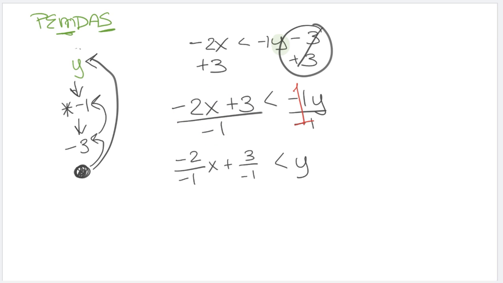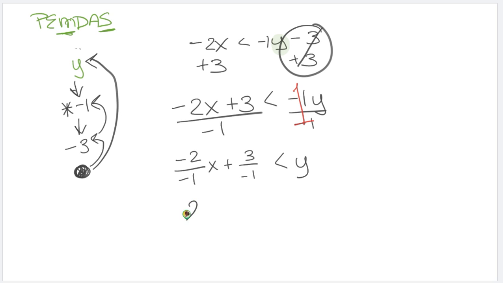I can simplify. So I know that a negative divided by a negative is a positive. So 2 divided by negative 1 is really positive 2 divided by positive 1, right? These negatives cancel out. And I know that 2 over 1 is just 2. So this whole fraction is actually just positive 2.